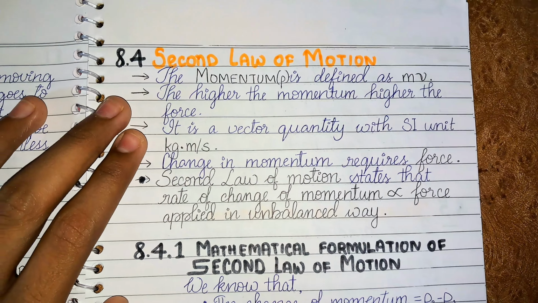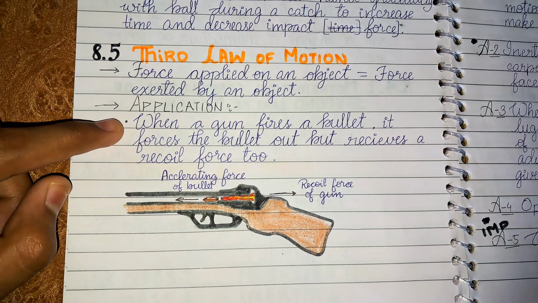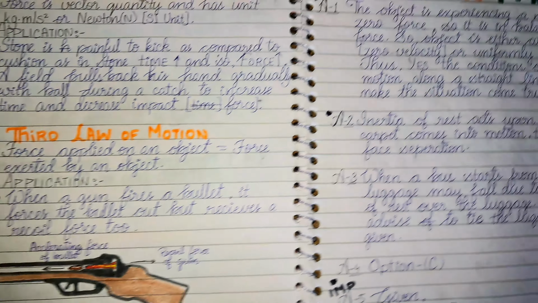Then comes this, that force is a vector quantity and has unit kg multiply meter per second square, which is also expressed as Newton, its SI unit. Then application. Then third law of motion, which is simply expressed as force applied is equal to force exerted. Then application. So in the next video we will be covering this exercise.